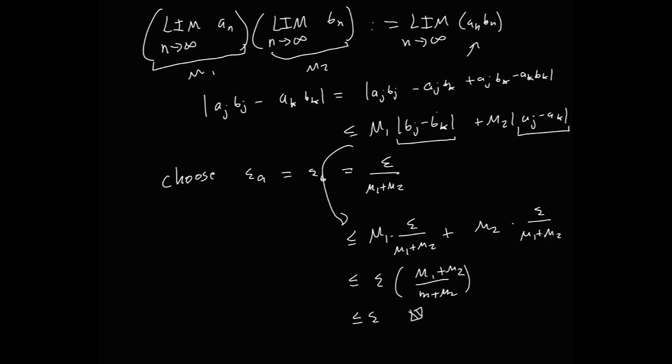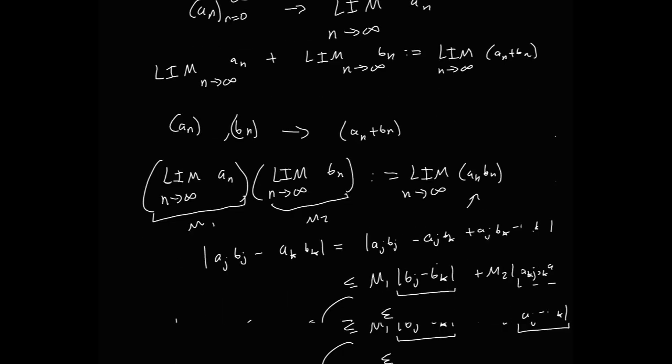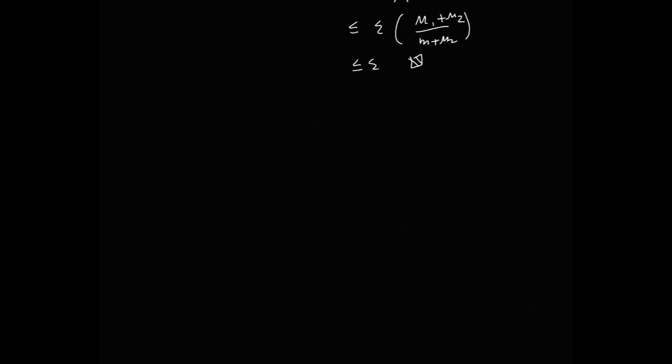That's addition and multiplication. What about subtraction? Well, we just define negative LIM as the LIM of the negatives.